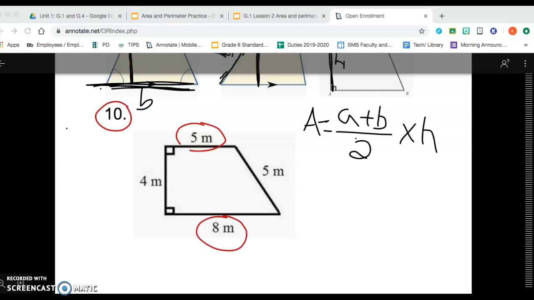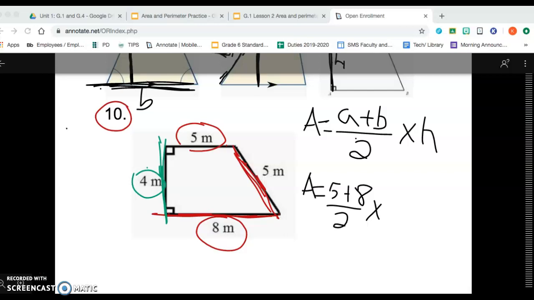Give me 1 second. If I'm plugging this into my formula, I have area is equal to 5 plus 8 divided by 2 times, and then our height. Remember, the height is the line that is coming straight from the bases, so it has to be a straight line. This line is slanted, so that's not our height. But this line is straight up and down, so that one is our height. So 4 is our height.